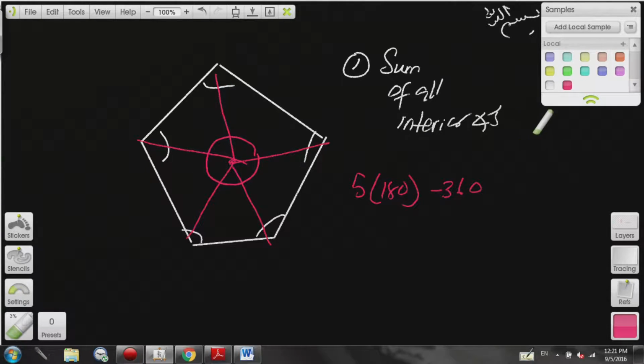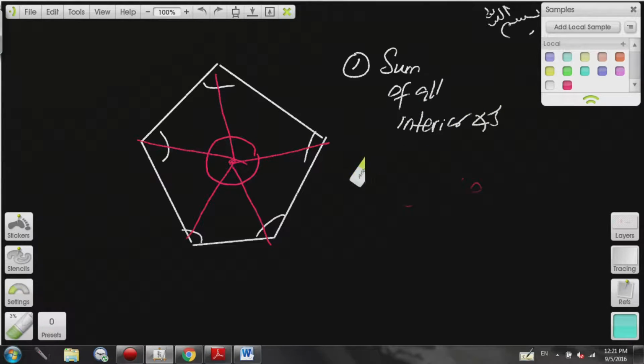And the formula, if you wanted to know, you can derive this, because it's n times 180 minus 360, right? And you can factor out 180 degrees from here. But I just do it like this because I think it's easier to remember. So that's the first thing you have to understand.